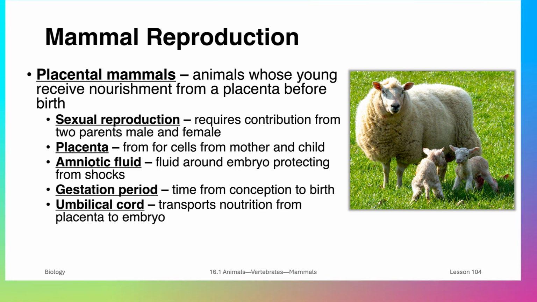The blood from the infant goes through the umbilical cord to the placenta. There's an exchange of nutrients. There's an exchange of oxygen. And then it comes back and feeds the cells of the embryo in utero. And then the infants are born alive. And this being born alive is called viviparous.